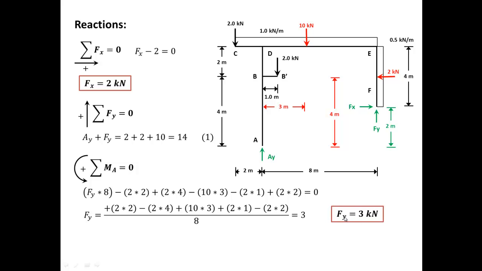Since I have Fy right now, I can go back and substitute into equation 1, and I will get Ay plus 3 equals 14, so simply Ay is 11 kilonewtons. Now I have solved for Fx, Fy, and Ay. That's all I need, folks, for solving the whole frame.